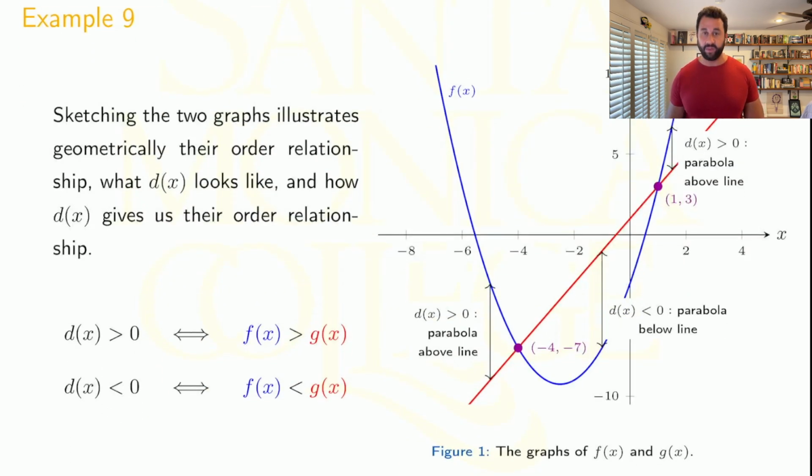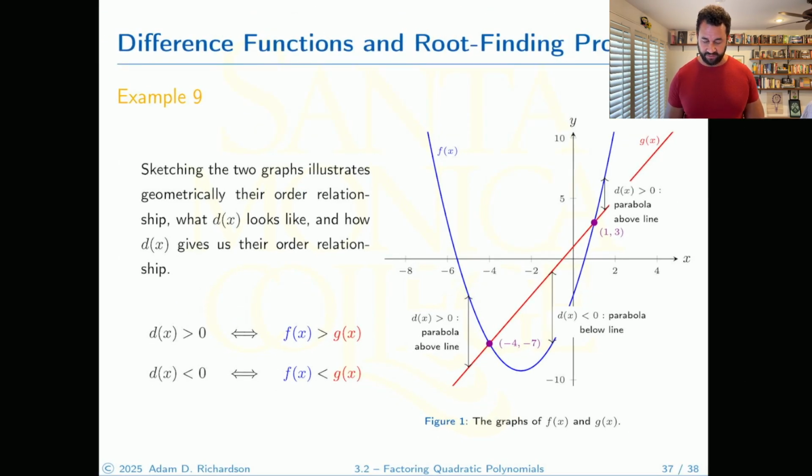Then right here in the middle, we have the reverse, right? In between -4 and 1, we had that d of x was negative. The difference function was negative. This difference is negative, just like that, right? That's why the difference functions are so important, okay? Because we took this question of finding where these two graphs intersect and finding where one is above and below the other, and we converted it into a root finding problem, and then we did a sign analysis. So that's it, all right? That is a root finding problem, and that is how we're going to do it.